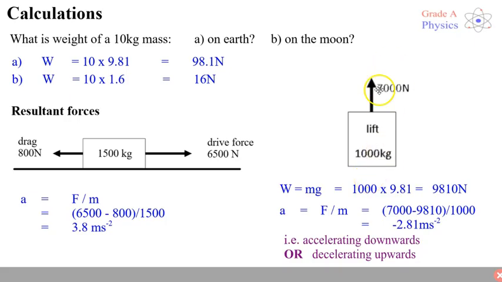So again, we don't know whether this is moving up or down. So I've assumed upwards is positive. So 7,000 take away the force acting downwards, the weight, 9,810. And then divide by the mass. This is going to give you minus 2.81. So again, as in the example a couple of slides previously, we don't actually know what's happening here. So this could be accelerating downwards because the weight is larger than the tension, or it could be decelerating upwards. Either one could be possible. We don't know without further information.